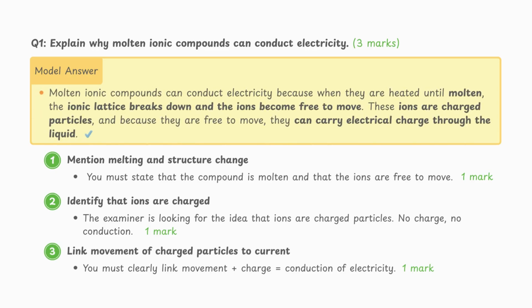Therefore, molten ionic compounds can conduct electricity because when they are molten, the ions are free to move. These ions are charged particles, and their movement through the liquid carries electrical charge, allowing an electric current to flow.